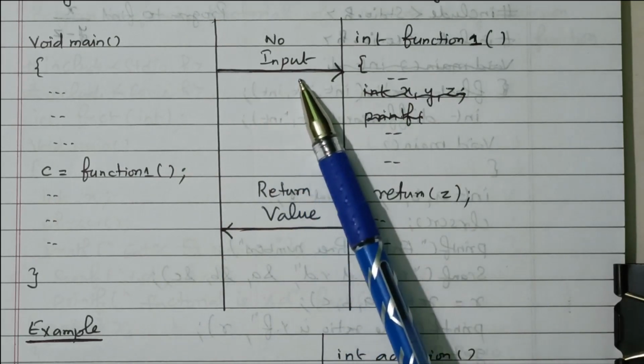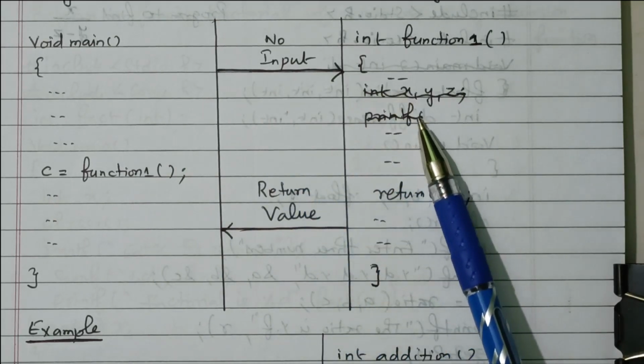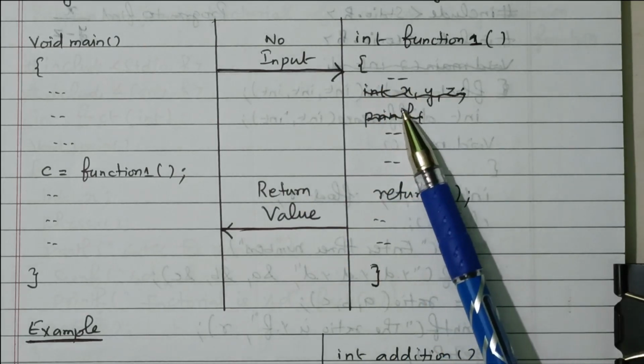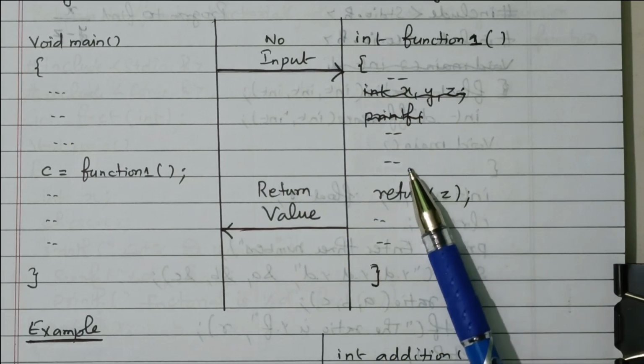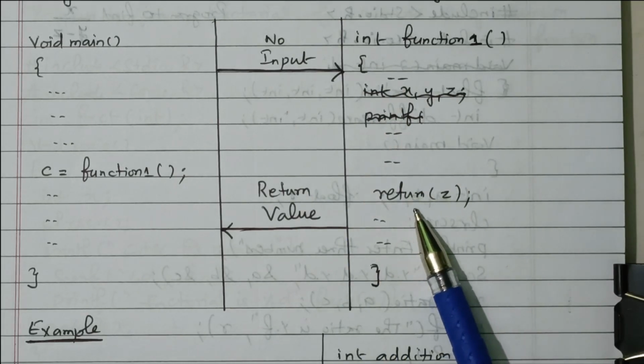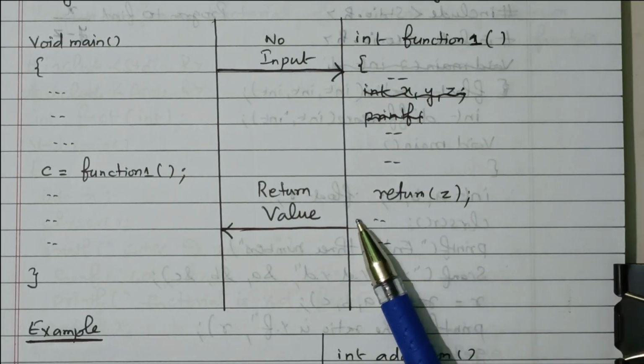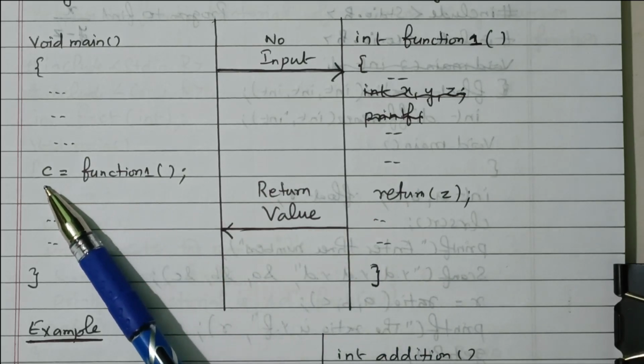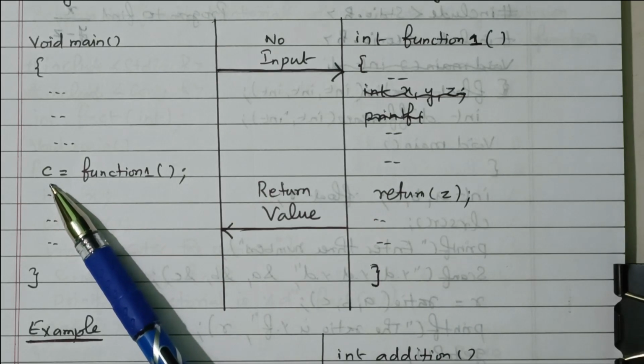We are not passing any input. So what are the inputs, what are the parameters we need? We need to declare them inside the function. That is called local variables. Then we can perform certain instructions. Then it will return the value: return Z. Then the control will transfer again to the main program. The return value will be stored in the variable C, right?